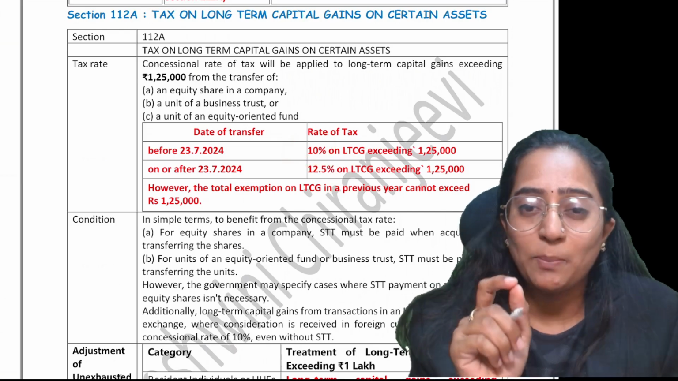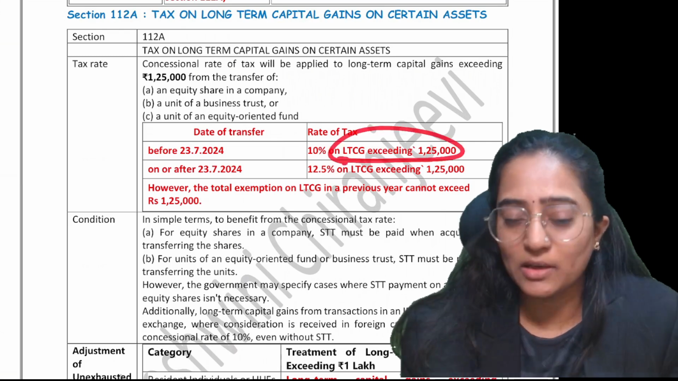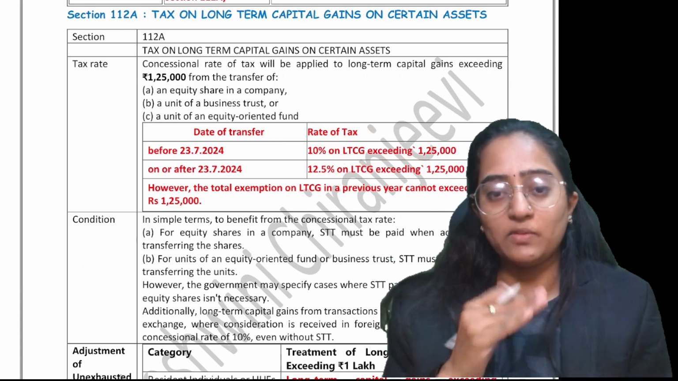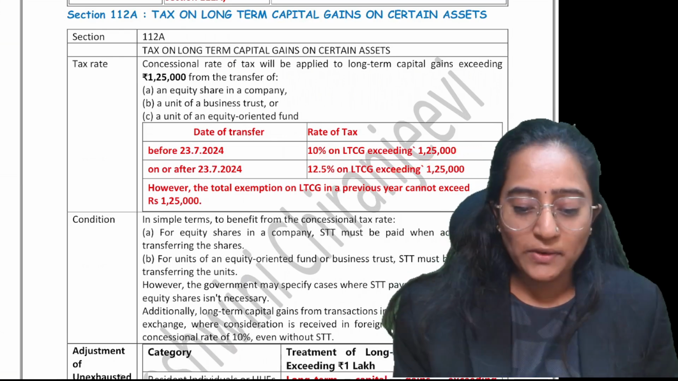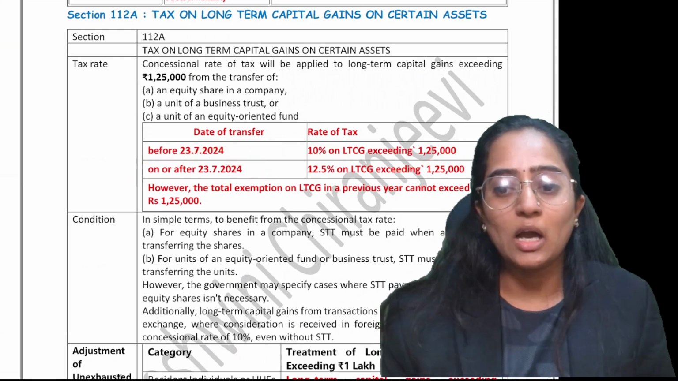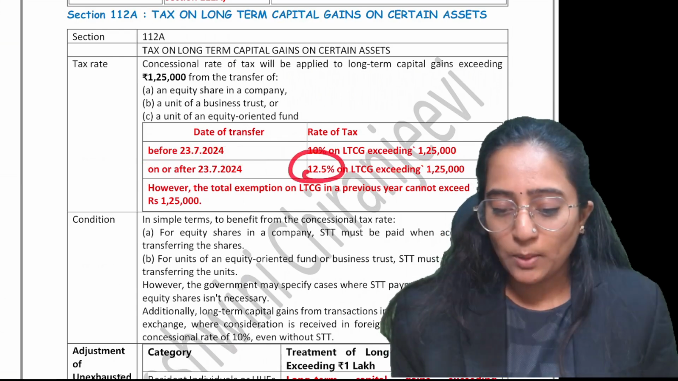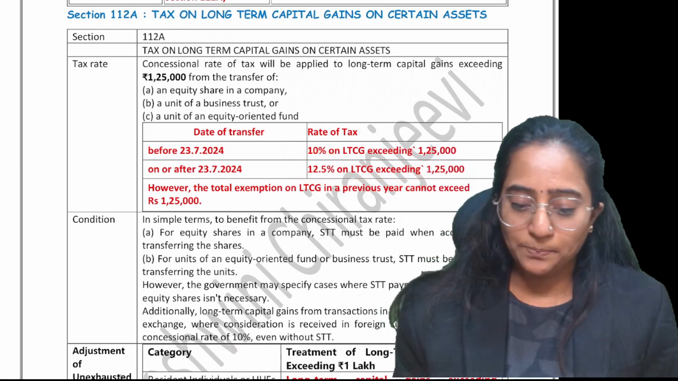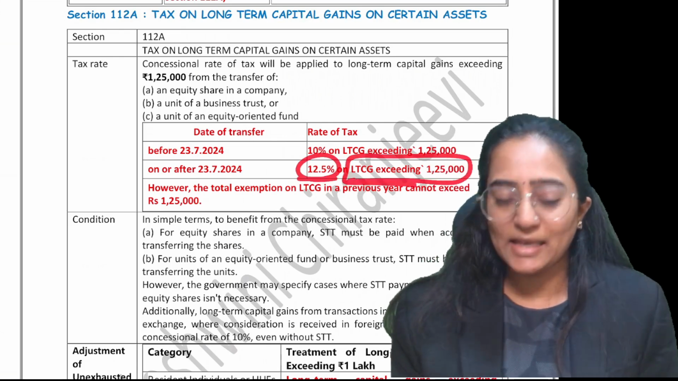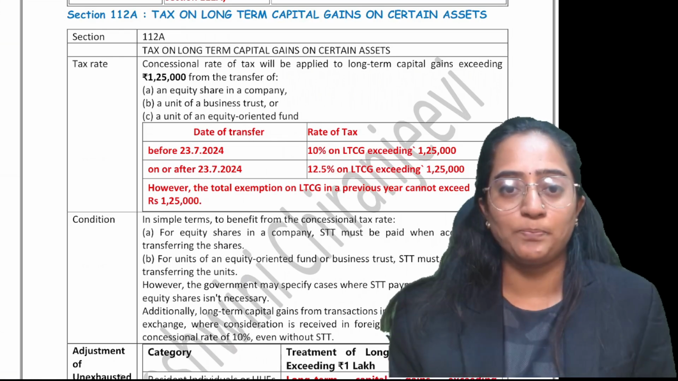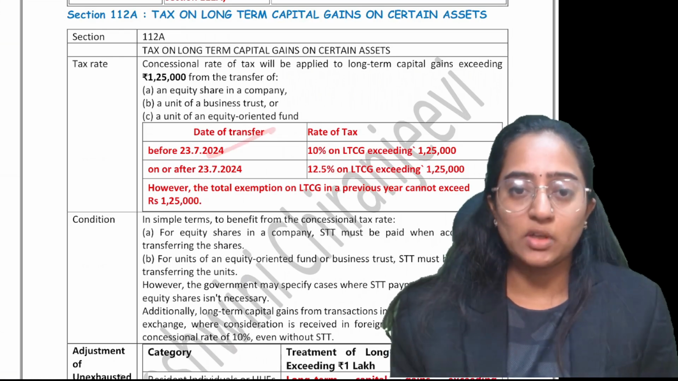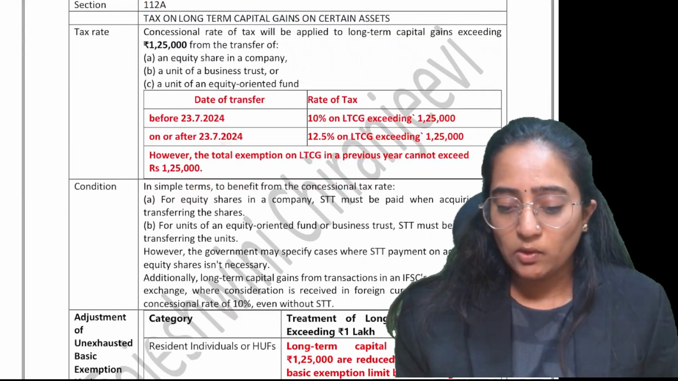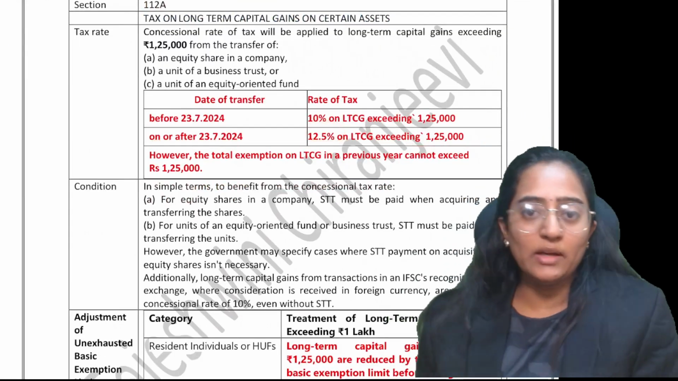In that case, you wouldn't even pay a single rupee tax, because the long term capital gain exemption limit has been increased from 1 lakh to 1,25,000. Before it was 1 lakh, now it is increased to 1,25,000. What if it is on or after 23/7/2024? It is going to be 12.5% on LTCG exceeding 1,25,000. Clear? If it is before 23/7/2024, 10% exceeding 1,25,000. On or after 23/7/2024, 12.5% exceeding 1,25,000.